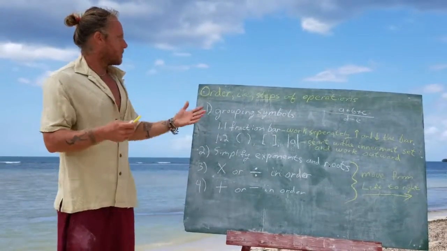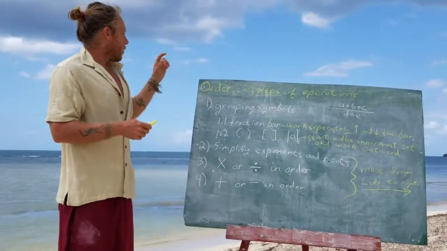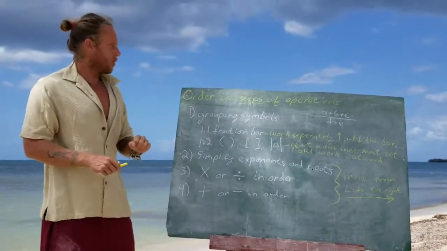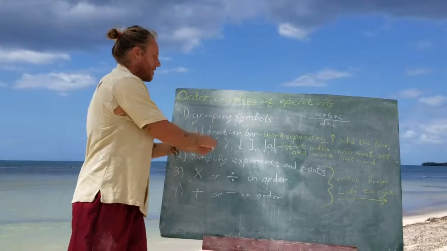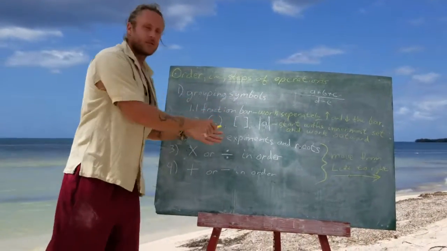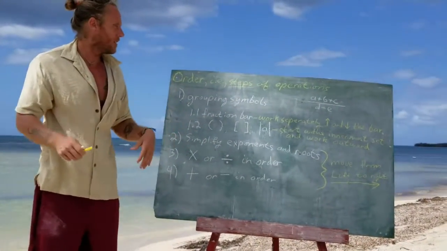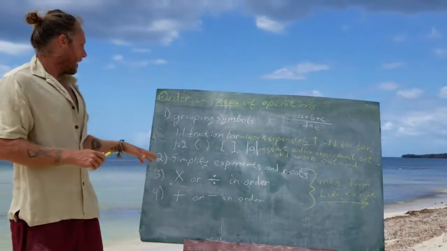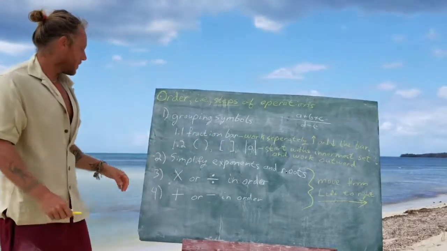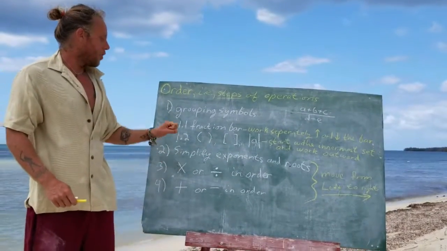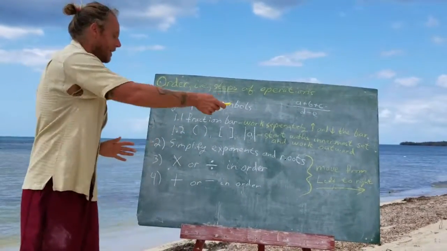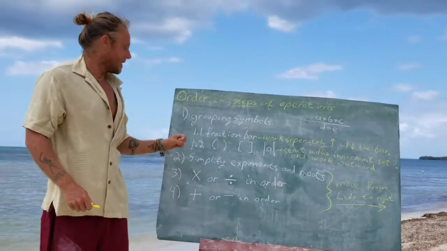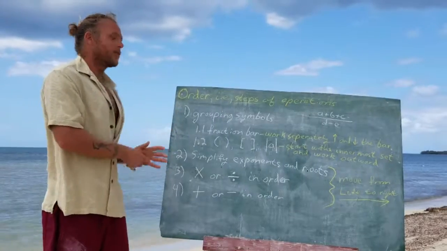The order or the steps of operations that we look at. 1, grouping symbols. Fraction bar works separately above and below the bar. Things like parentheses, brackets, absolute values, and again, those can be embedded within each other. Start with the innermost set and work outward. Then we simplify exponents and roots. Then we multiply or divide in order, moving from left to right. Then, last but not least, we add and subtract in order, again moving from left to right.